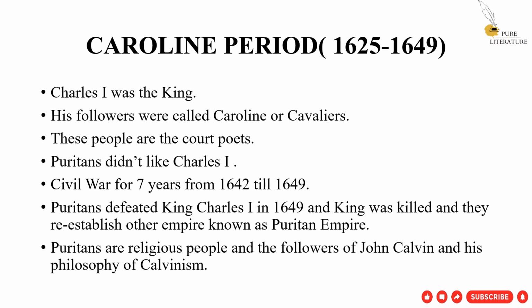And Puritans defeated King Charles I in 1649, and the King was killed, and they re-established another empire known as the Puritan Empire. Puritans are religious people, followers of John Calvin and the philosophy of Calvinism, and also of the born sinner theory. According to the born sinner theory, we people are born as sinners on this earth, and we are here to fulfill our punishment because our forefathers Adam and Eve ate the first fruit of disobedience.